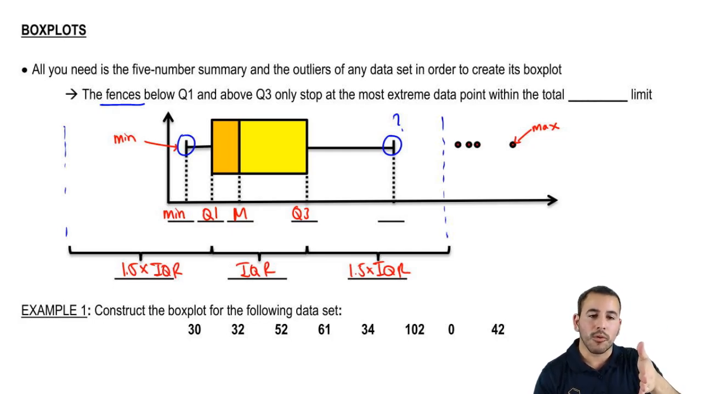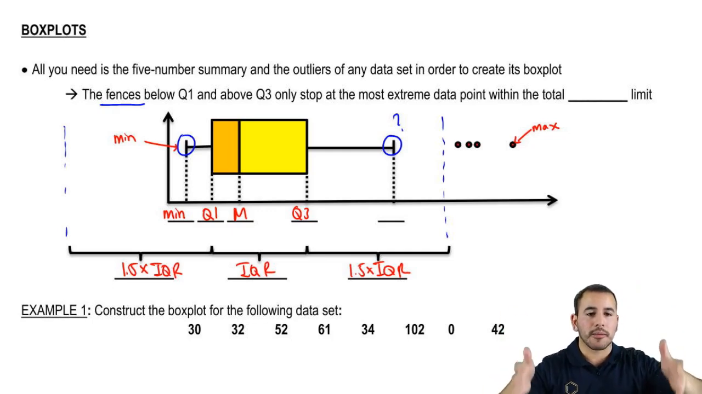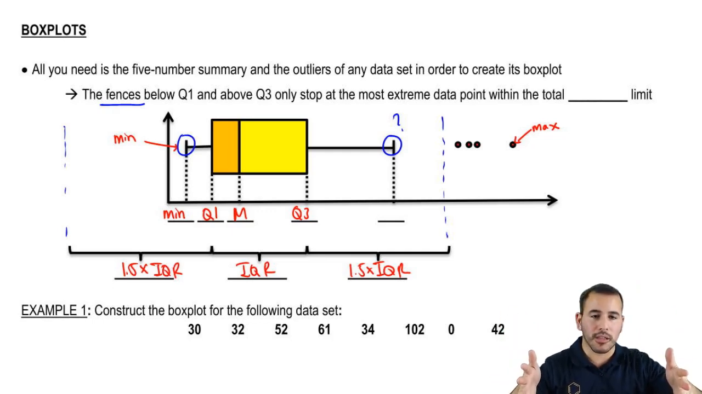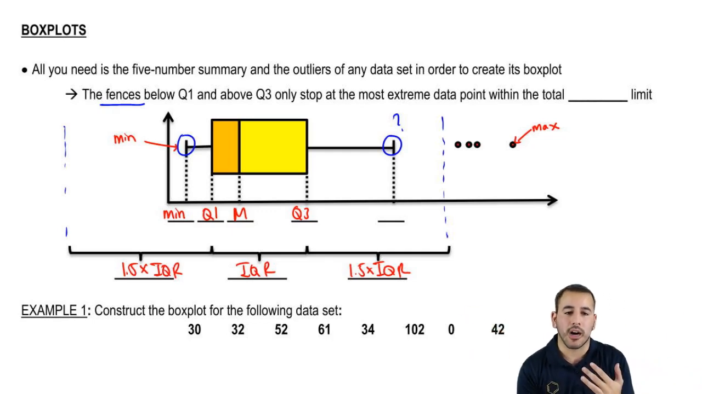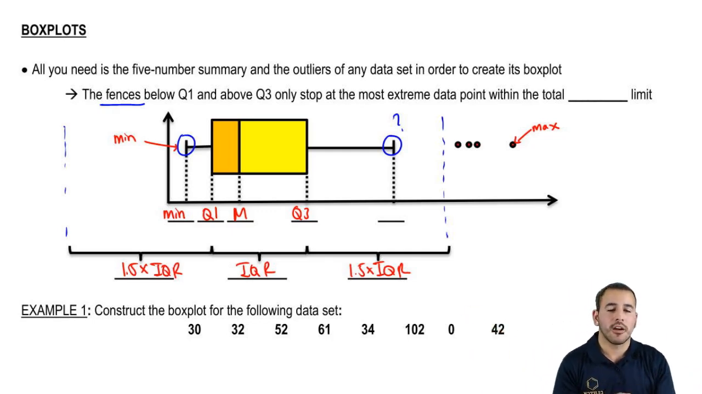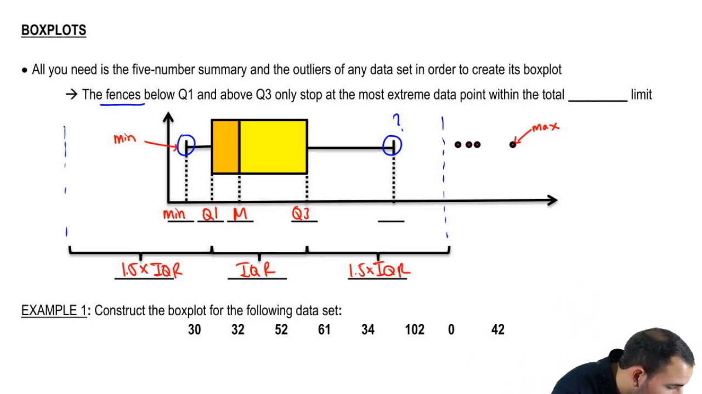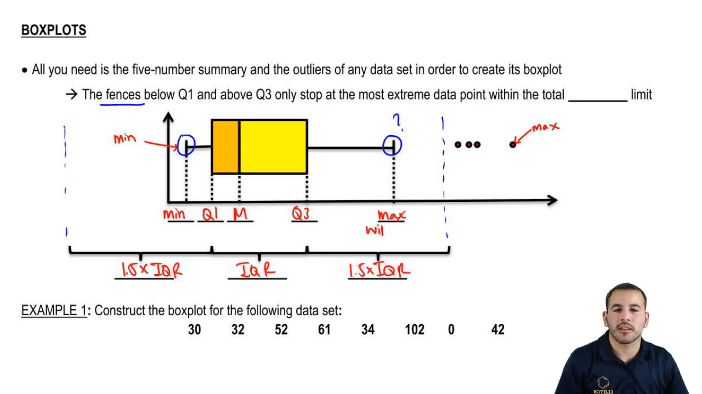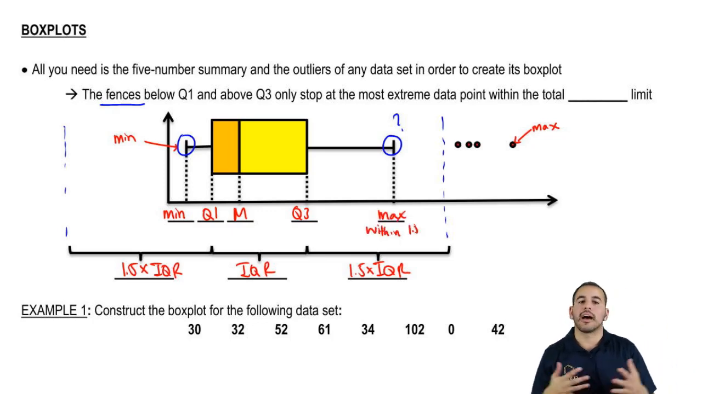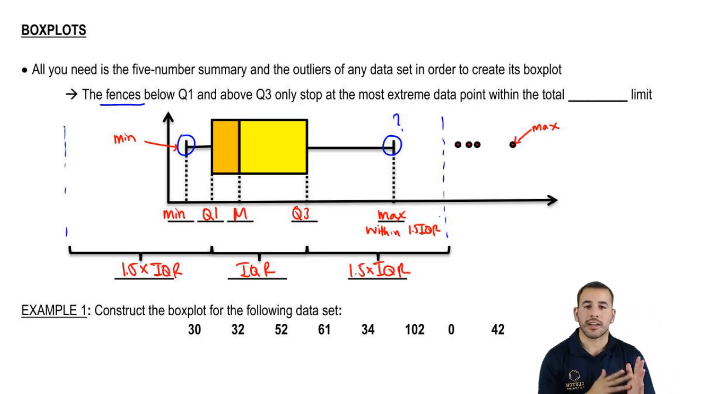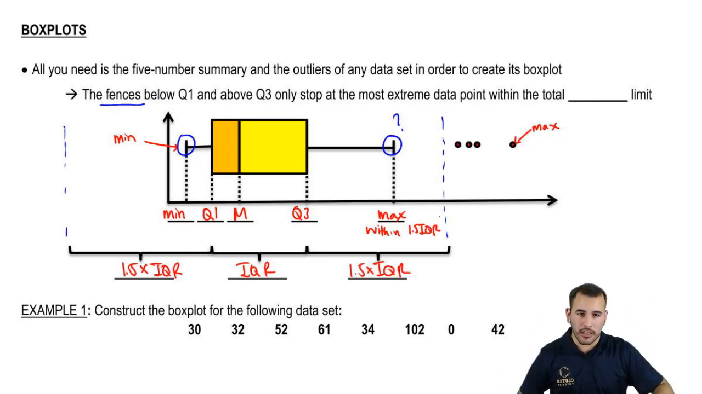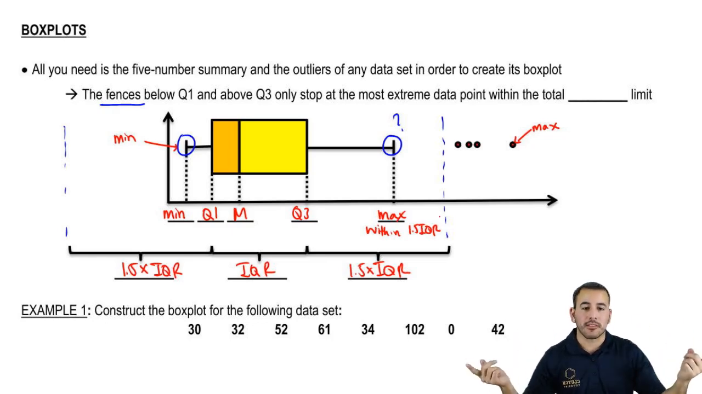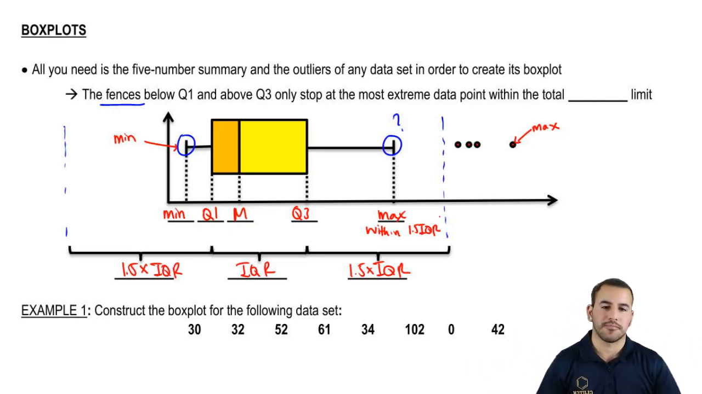So we stop it at the maximum point within our 1.5 times IQR limit, right? Above and below. And anything outside of that is represented by dots, stars, little boxes, however you want to represent that. So this is actually the maximum point within 1.5 IQR. Does that make sense? And so you never draw your fence past the maximum and minimum points within the interquartile range limit. Now there could be maximums and minimums outside of that, but those would be outliers.